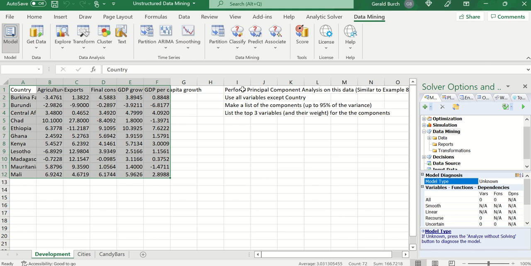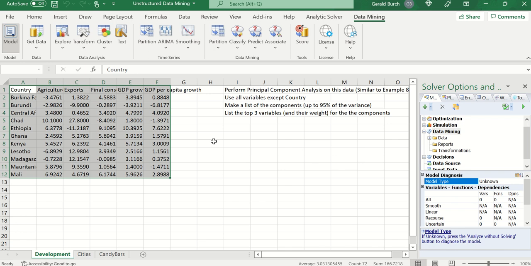The purpose of this video is to talk to you about unstructured data mining, and in particular going through and looking at your data to see if there are underlying relationships with your data that you perhaps haven't ever considered before.